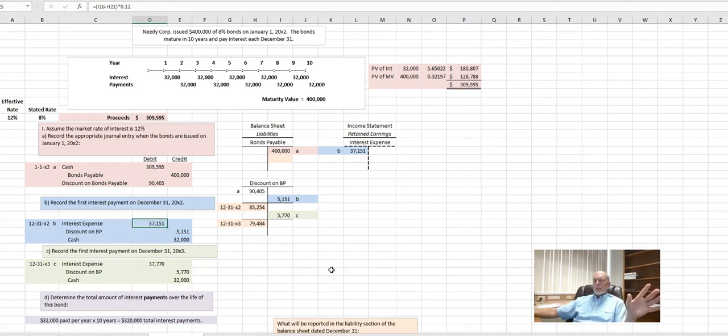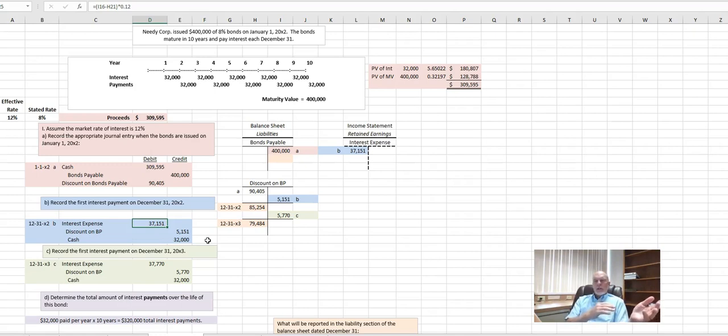That comes from the carrying value of the debt. In this case, that would be the $400,000 minus the discount of $90,405. In other words, it'd be the $309,595. That's the beginning carrying value times the effective rate of 12%, and that gives us our interest expense. And then the difference between the two is the amount of the discount that you amortize. So that's the plug.